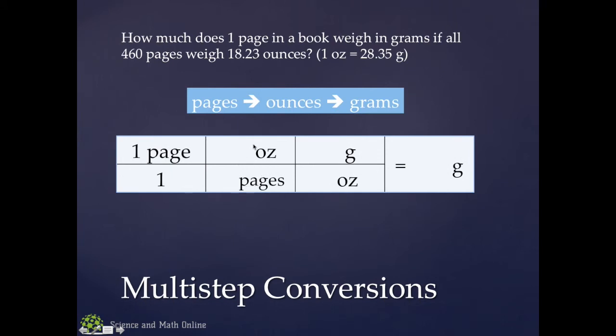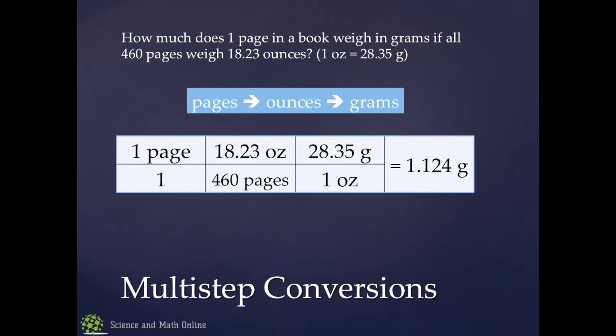And then I can go from ounces, do them again to cancel them out, and go to grams. So it's pages to ounces, ounces to grams. See that pattern? Pages to ounces, ounces to grams. That's the pattern you follow. Then put in the numbers. If the number is on top, we're going to multiply. So 1 times 18.23 times 28.35 divided by 460. And 1 page in that book will weigh 1.124 grams. And so we can kind of see that.